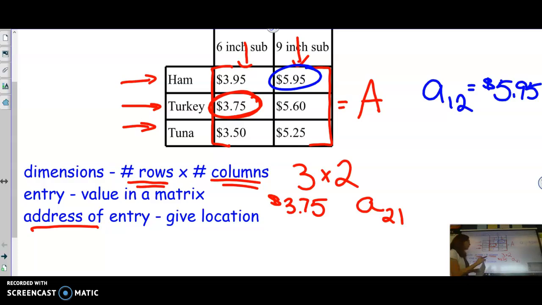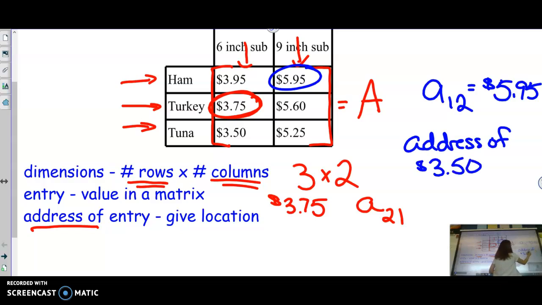Now, I'd also like you to tell me what is the address of the $3.50. So if you look at this one right here, I'd like you to write down what is its address. And it would be A, it's in row 3, column 1. So it would be A31.